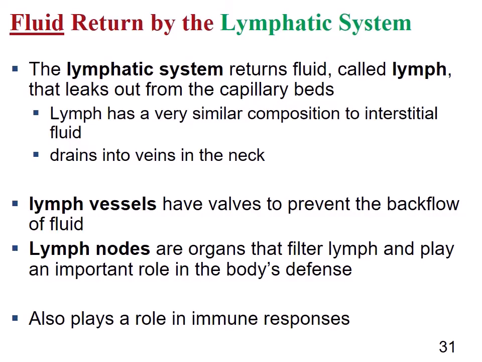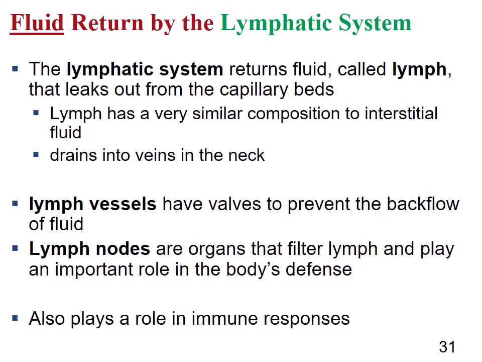While the fluid is in the lymphatic system, it's called lymph, and lymph is very similar to the interstitial fluid. But think about that. Where did the lymph come from, right? The lymph came from the interstitial fluid. And remember, interstitial is just the between cells fluid. So lymph is basically extracellular fluid that has been picked up and put into the lymphatic vessels. And eventually the lymph will drain into veins in the neck and be returned to circulation.